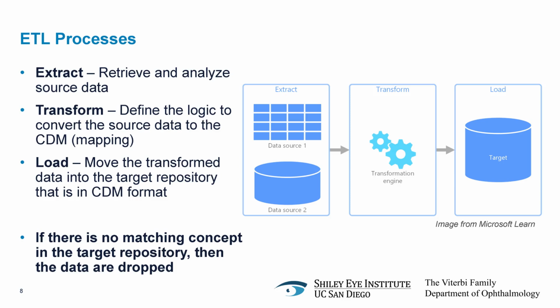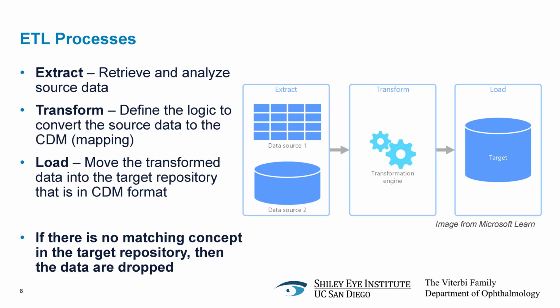So for example, if you're bringing something into the OMOP Common Data Model, you're going to provide logic to say, okay, this data element from institution A, we're going to map these values to their corresponding match in the OMOP Common Data Model. And once you've done that for all the sources, then you load it into your common data repository.